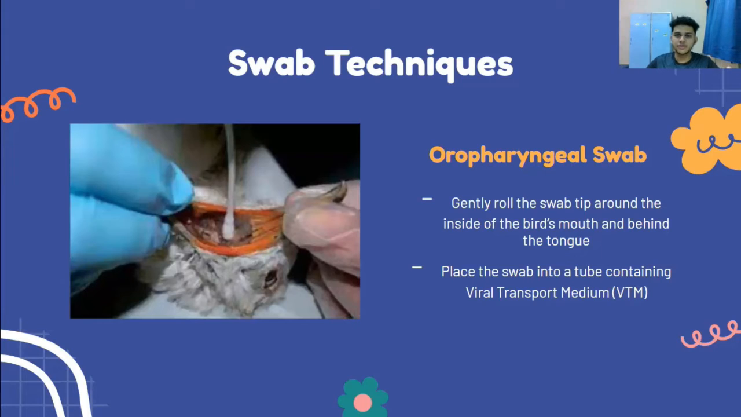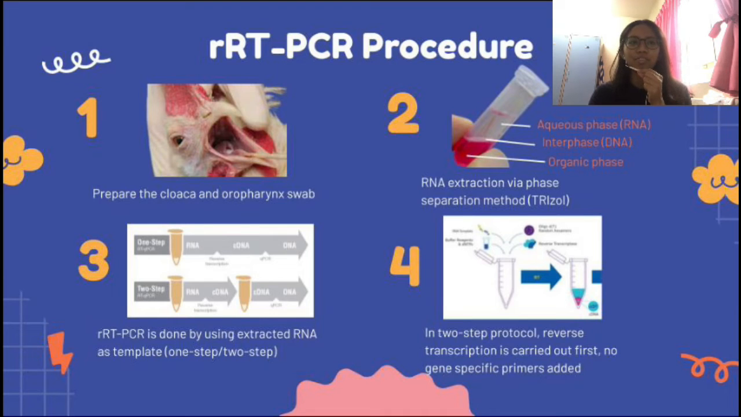The second method used was oropharyngeal swab. Gently roll the swab tip around the inside of the bird's mouth and behind the tongue and then place it into the tube. Now let's briefly look through the procedure of RT-PCR. Firstly, prepare the cloaca and oropharynx swab. Next, carry out RNA extraction.